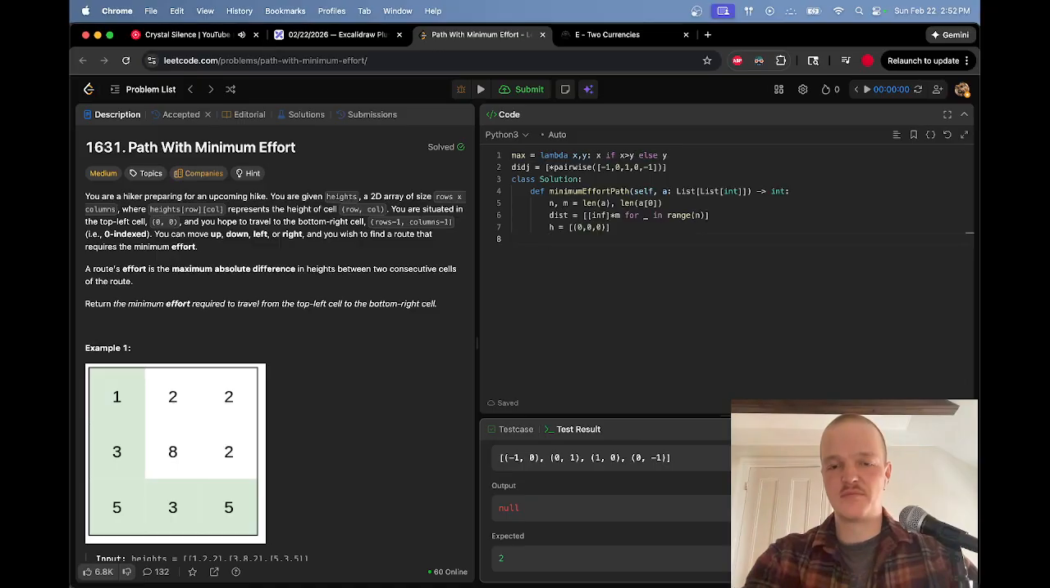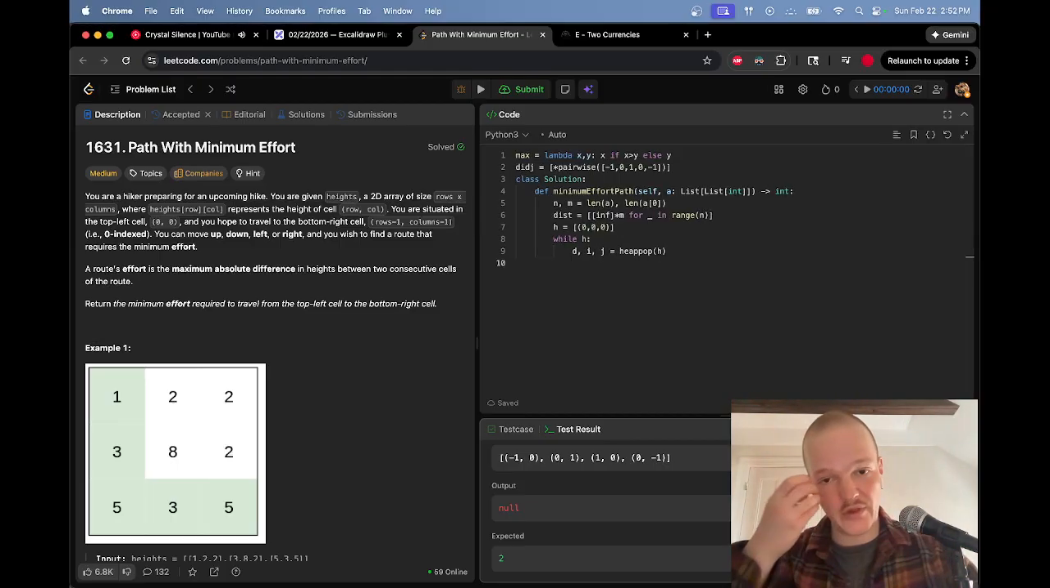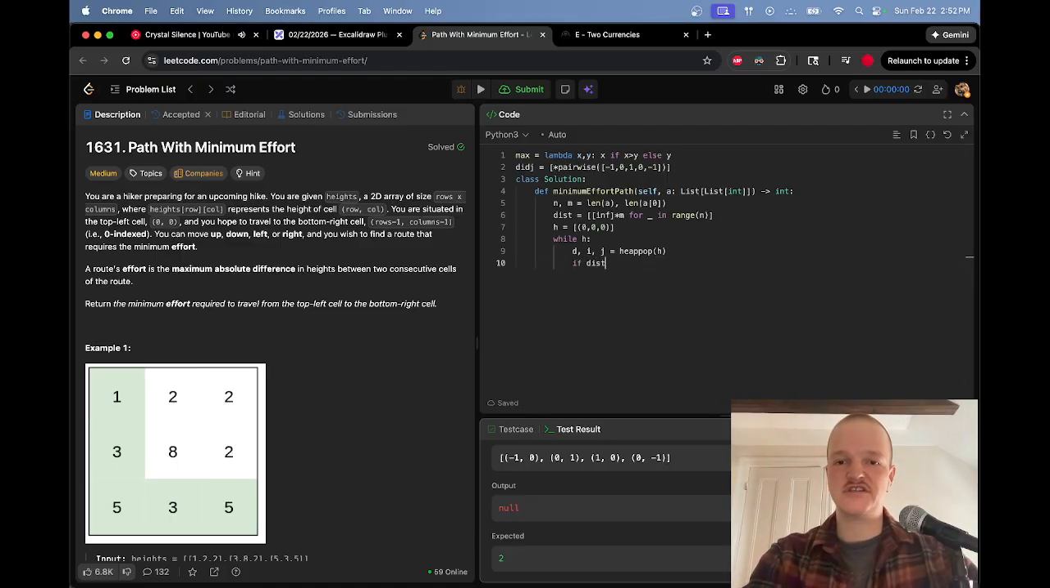Okay, we got the heap, and then while the heap is not empty, distance, I and j equals heap pop h, and this is just going to be a lot of Dijkstra's boilerplate. So if distance at I at j is less than d, continue. Okay. For di dj in di dj, I1, J1 equals I plus di, j plus dj.